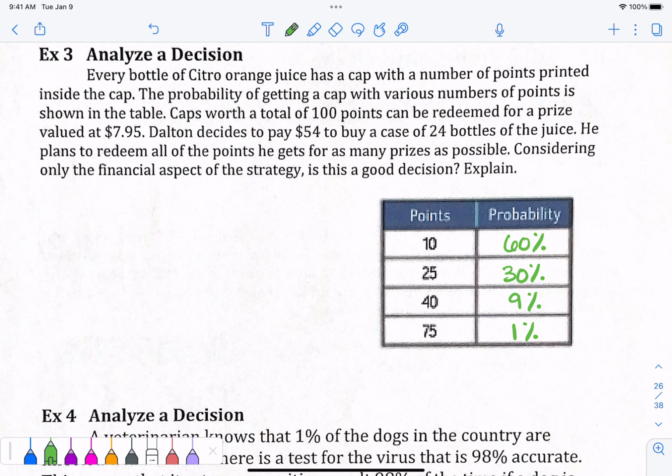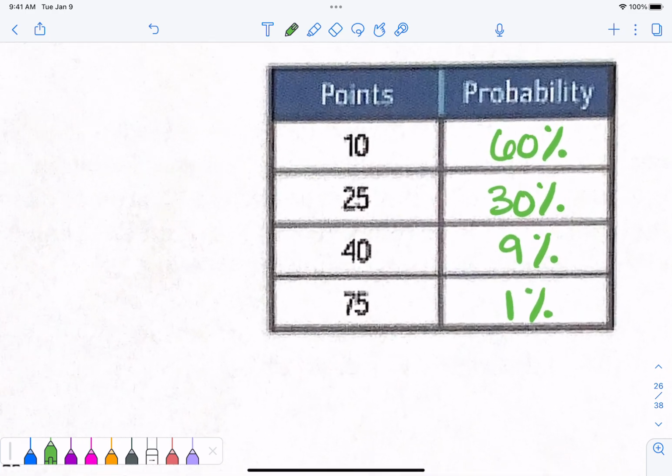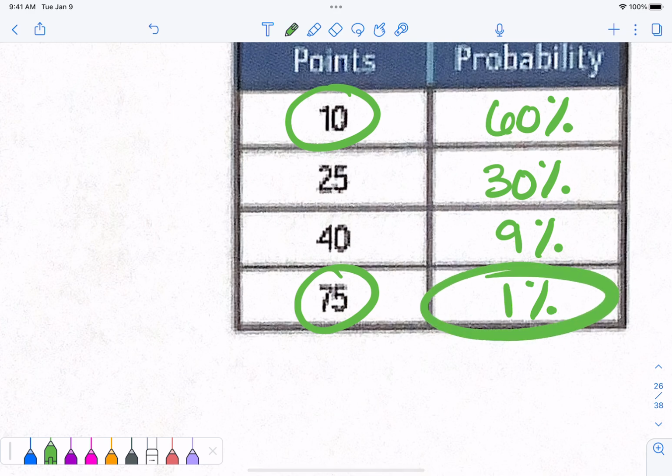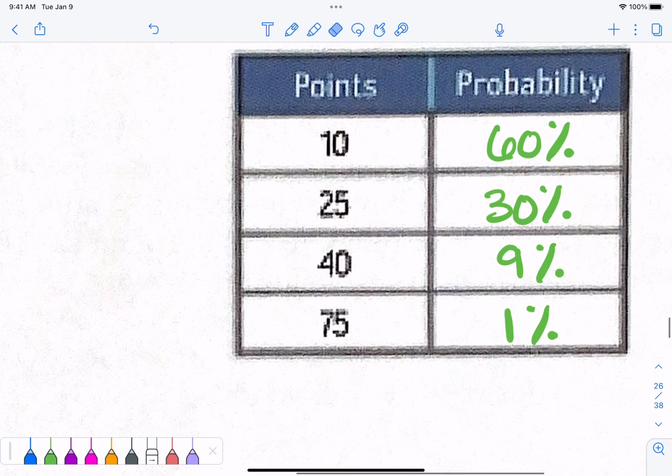So this Citro orange juice has a cap with a number of points printed on the bottom. The options of points: I could get 10 points on the bottom of my cap, or I could get 75 points. Now, which one is more likely to happen? Me getting 10 points or me getting 75 points? 10, right? They're going to put very few caps that have the big winners on the bottom of them, because they want to make money. In fact, only 1% have the 75. That's 1 out of every 100 bottles that are sold have a 75 pointer on the bottom of it. Okay, 75 points occurs 1 out of every 100. That's 1%, all right?